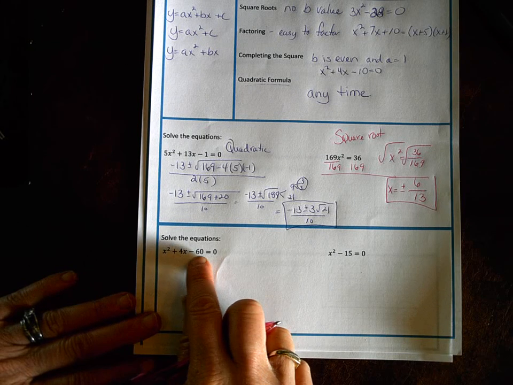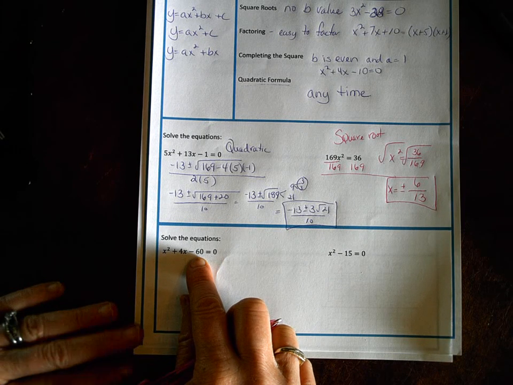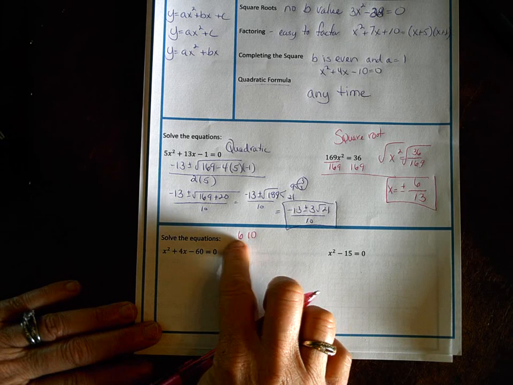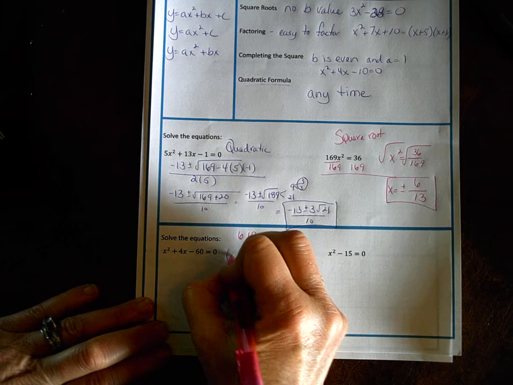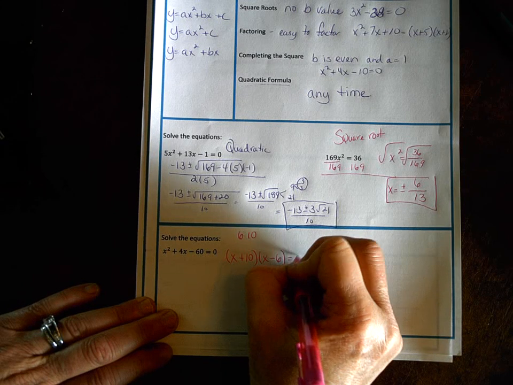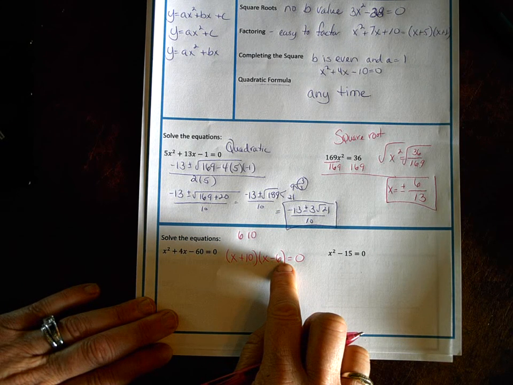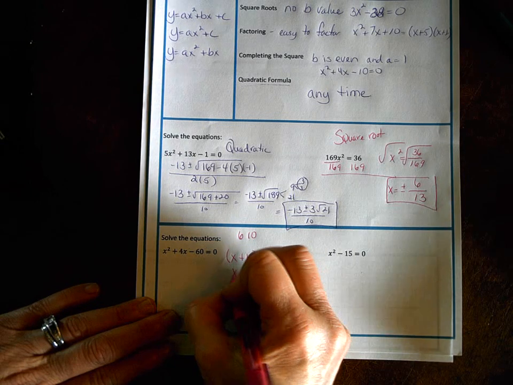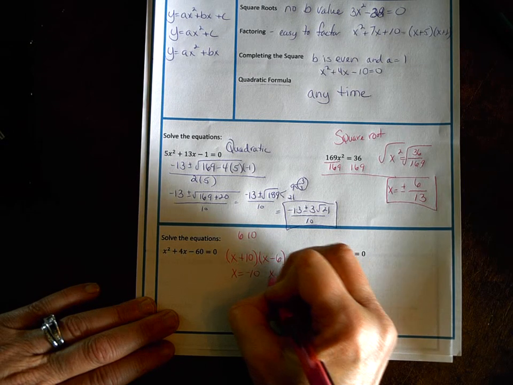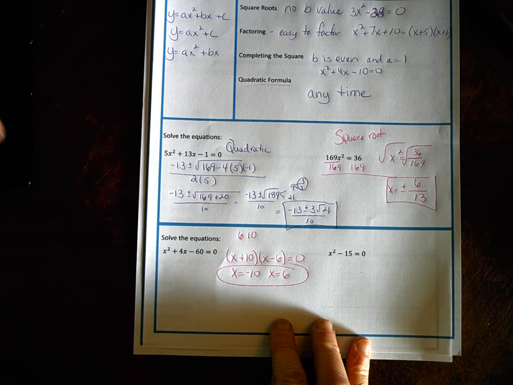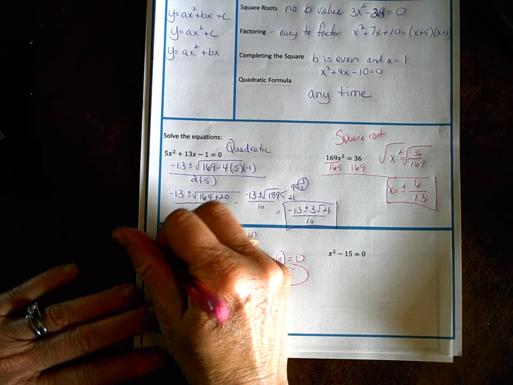I look at this question, and I'm like, 60, easy, 6 times 10. So I would factor this, because then I go 10 minus 6 is 4, so I could factor this. X plus 10, x minus 6. 10 minus 6 is 4, 10 times negative 6 is negative 60, and solve, I get x equals negative 10 and x equals 6. I could have also completed the square, but I decided to factor.